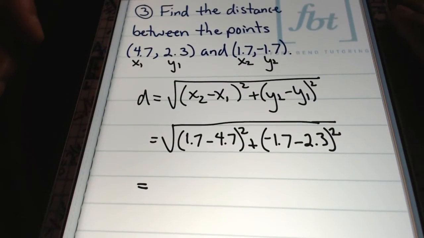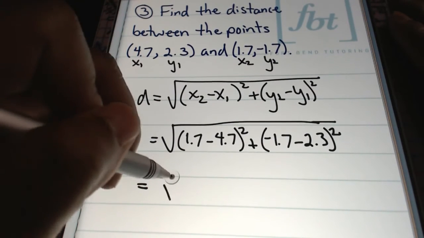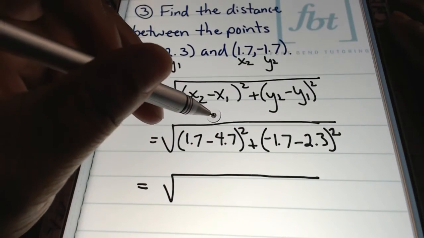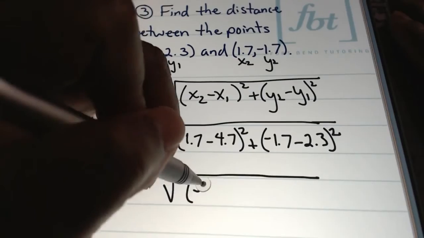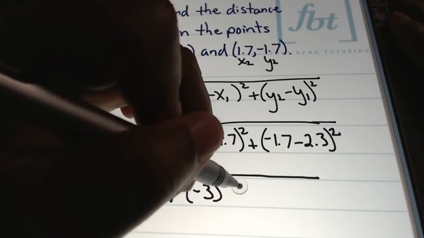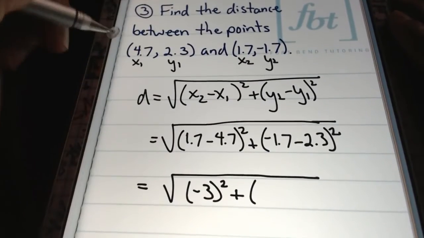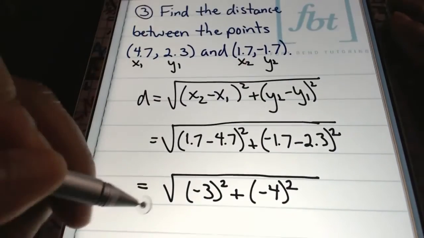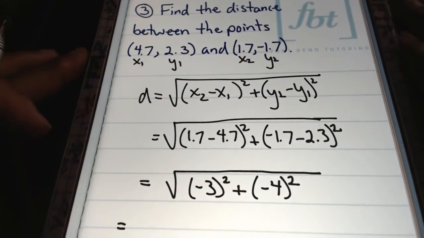All right. Good stuff, George. Glad you understand. All right. So at this point, guys, we're going to then simplify this further, and 1 7/10 minus 4 7/10 gives us negative 3, which is still being squared. When we combine the negative 1 7/10 and the negative 2 3/10, guys, you end up with negative 4, which is being squared.